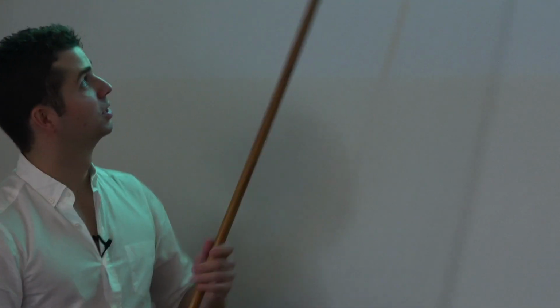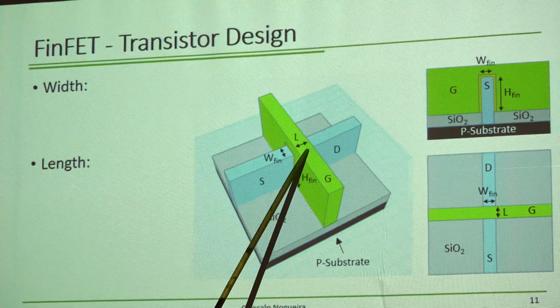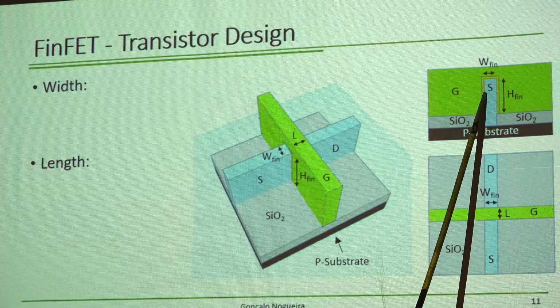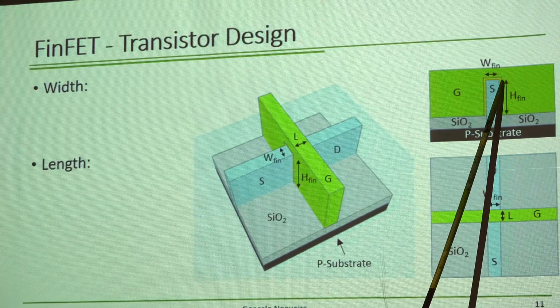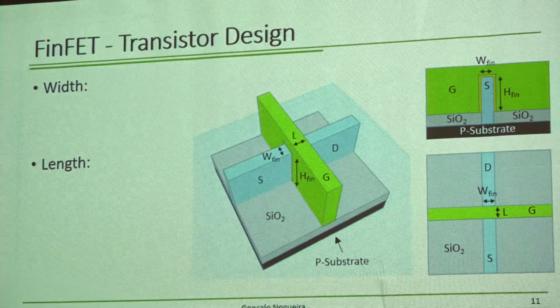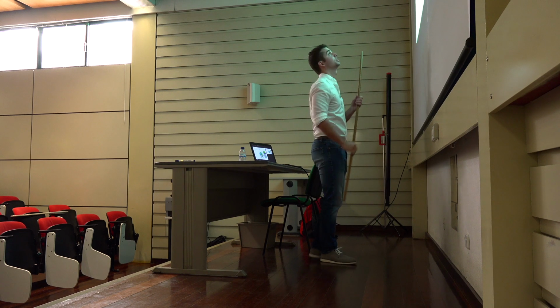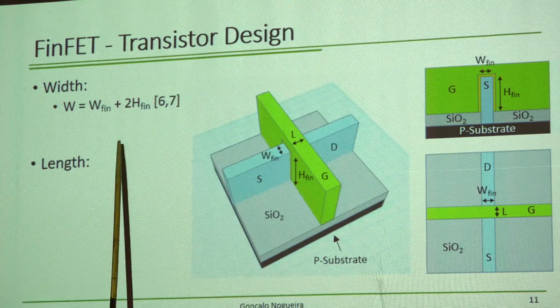Now, onto transistor design. How do you calculate the width and the length of a transistor, or of a FinFET transistor? So, the length is given by the length of the channel. Now, does anyone here know how to calculate the width of the FinFET transistor? No? Okay, I'll tell you. See this here around? This is the effective width of the channel. So it's the perimeter.